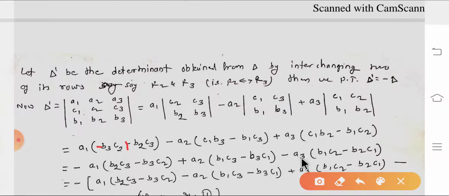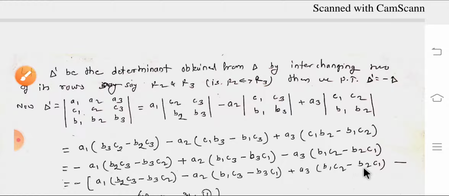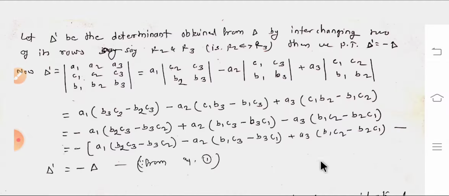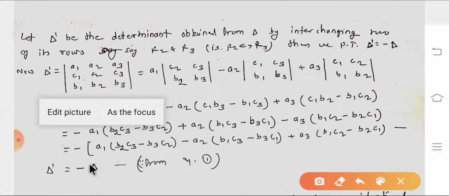So from all these three terms we take again minus sign outside, so that is equal to minus into bracket a1 into bracket b2 c3 minus b3 c2, minus a2 into bracket b1 c3 minus b3 c1, plus, when you take minus sign outside, this first term is positive and third term is positive, second term should be negative, the sign changes, plus a3 into bracket b1 c2 minus b2 c1. And this value is delta dash, equal to minus of this value, which should be delta, because from equation 1 this is delta.